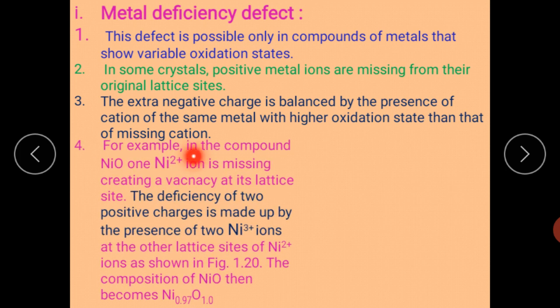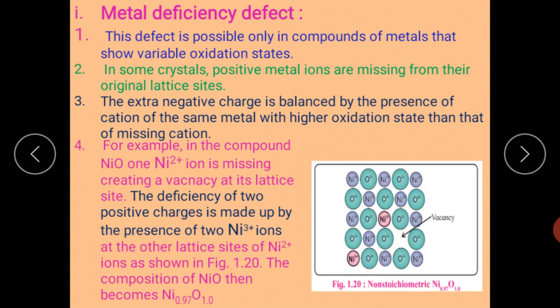For example, in the compound NiO, one Ni2+ ion is missing, creating a vacancy as shown in this figure. In this NiO, the Ni2+ ion is missing from this position and creates a vacancy at the lattice site. The deficiency of two positive charges is made up by the presence of two Ni3+ ions, meaning the positive charge is increased on this Ni3+ ion and also on this Ni3+ ion.